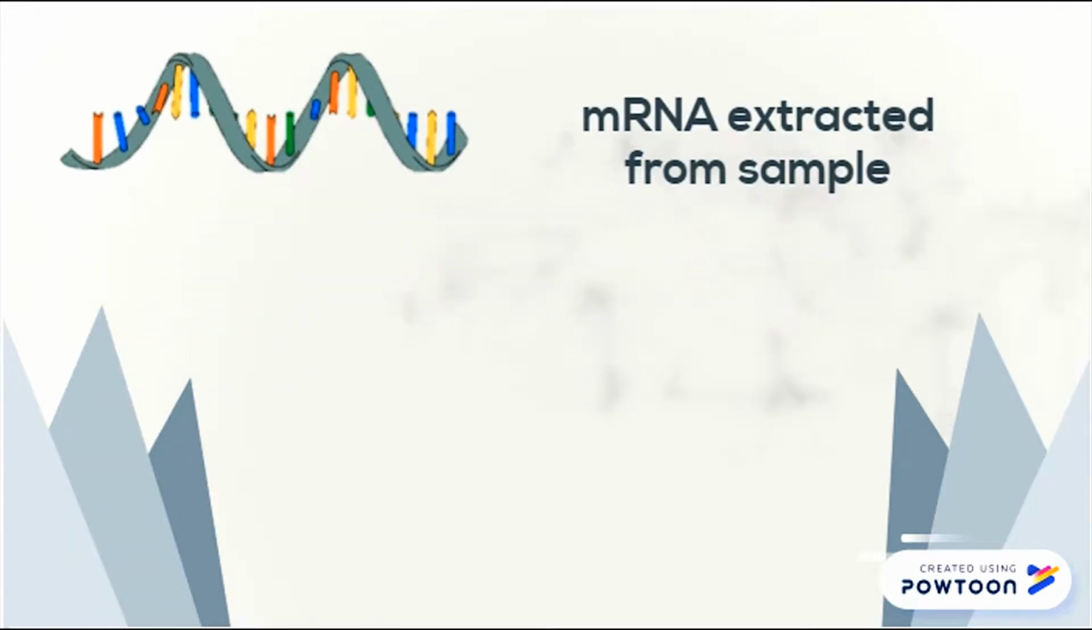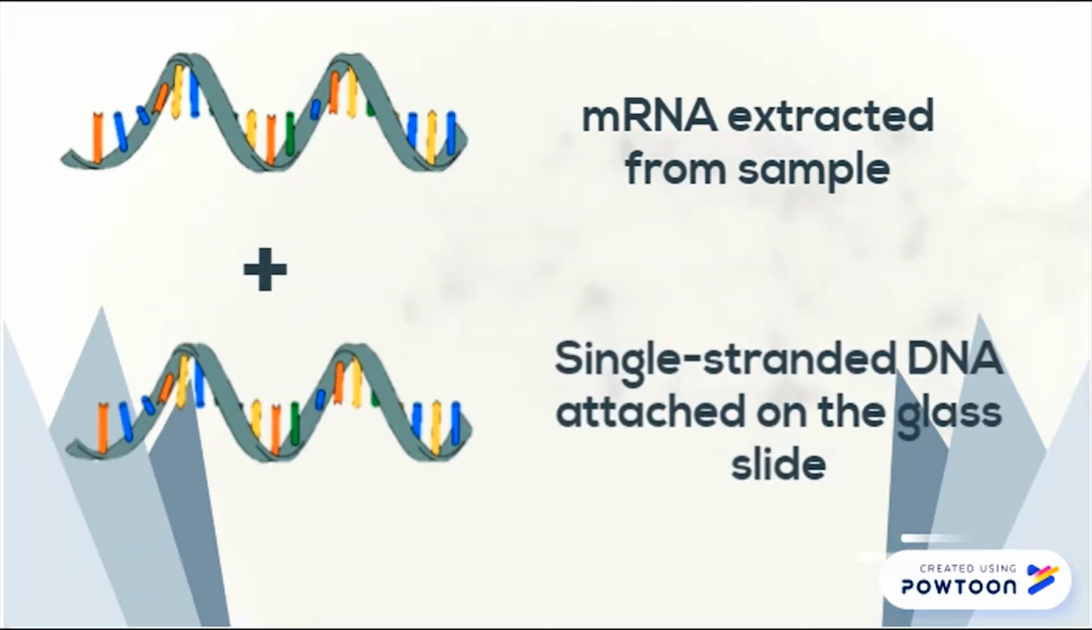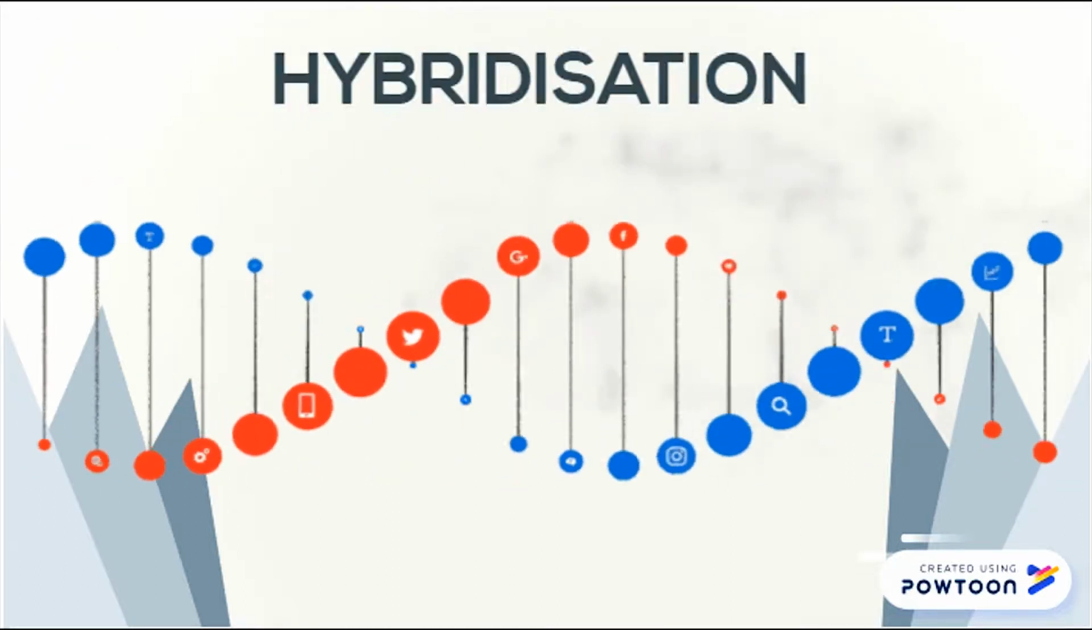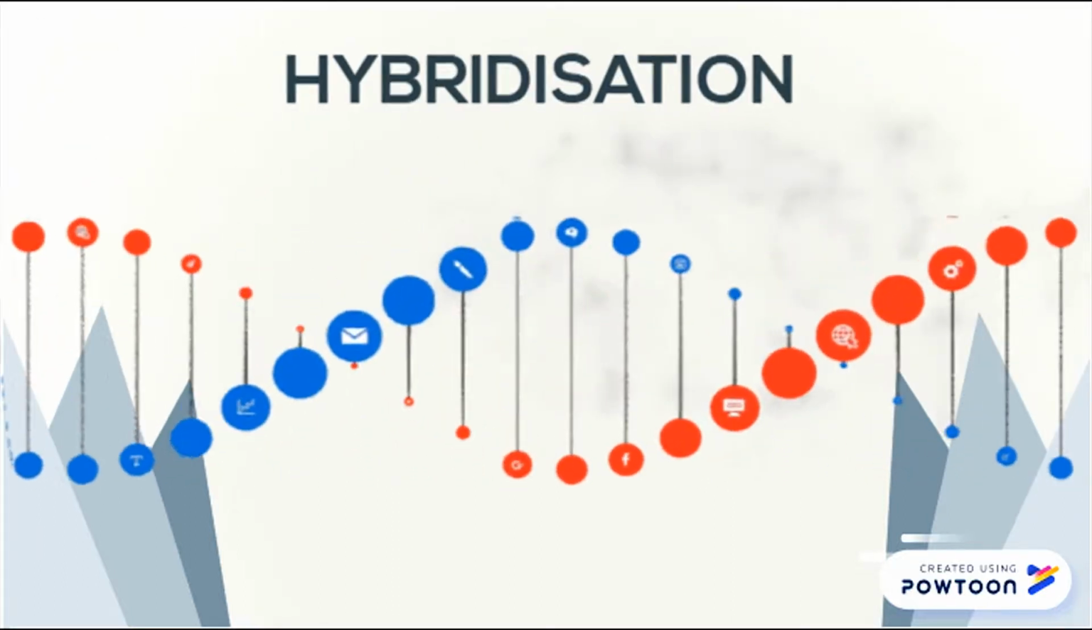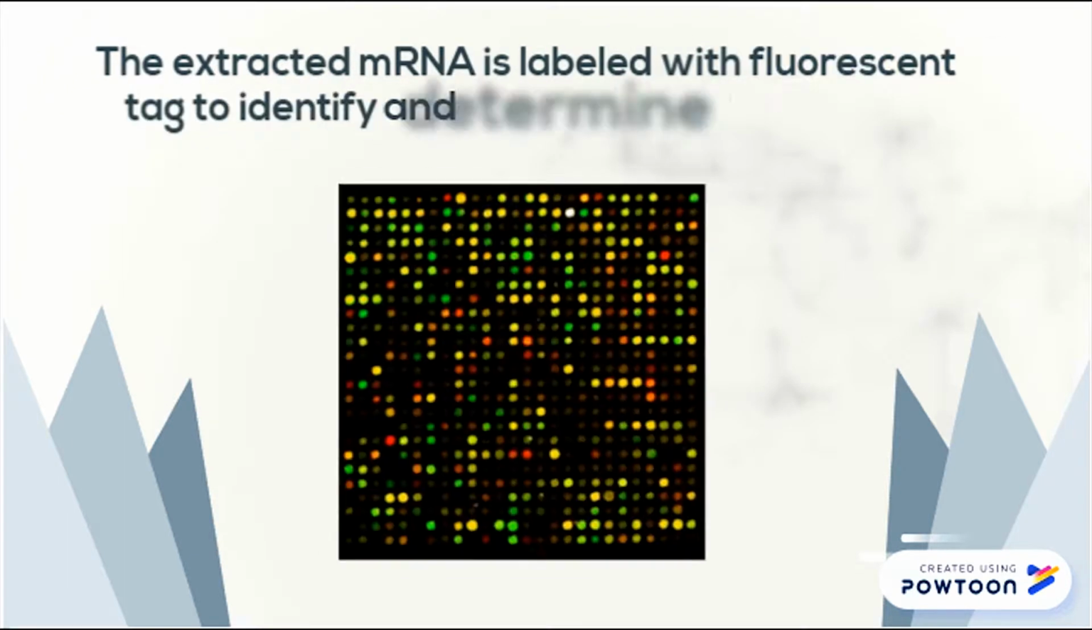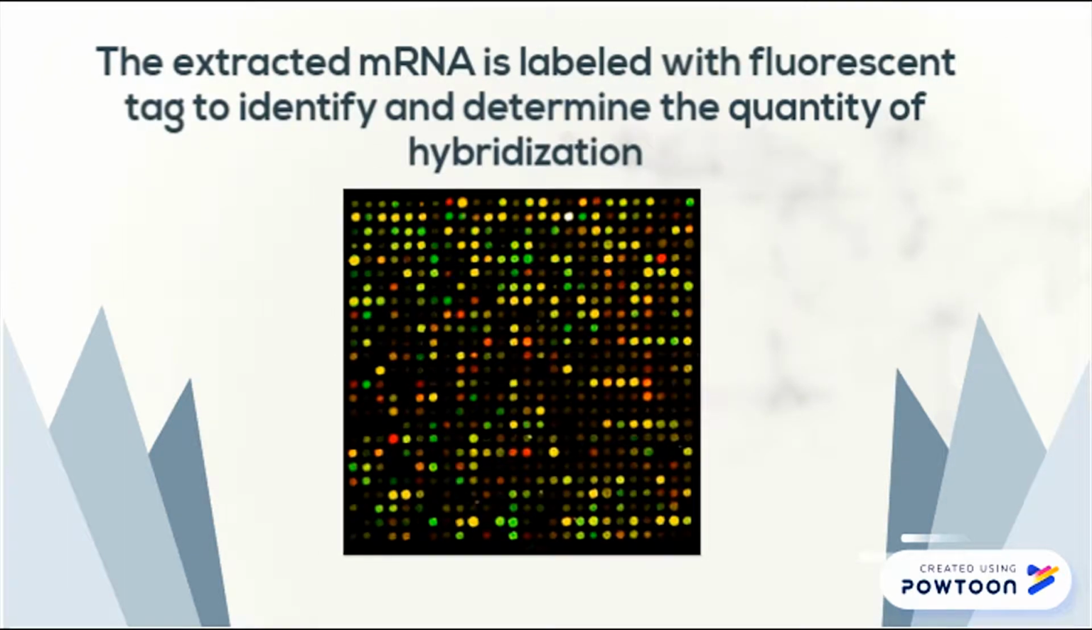The binding of extracted mRNA from the sample toward the single-stranded DNA on the glass slide is also known as hybridization. The extracted mRNA is labeled with a fluorescent tag to identify and determine the quantity of hybridization.